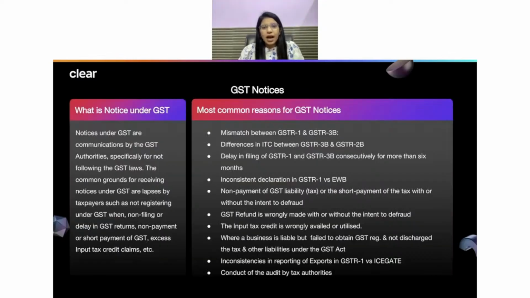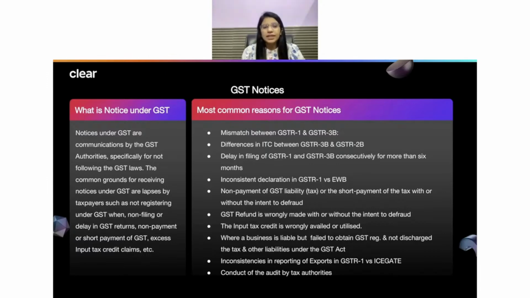Now, if you first ask me what exactly a notice means under GST, it is a kind of communication. It's a way the assessing officer, the government portal, even the GST portal itself, can communicate with the taxpayer that there is some problem with what they have filed or there is a shortage. A very simple example: assume there is a person who is required to file their GSTR-1 and GSTR-3B every month, but they have not filed their return.